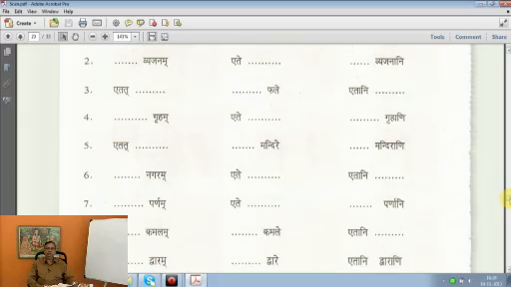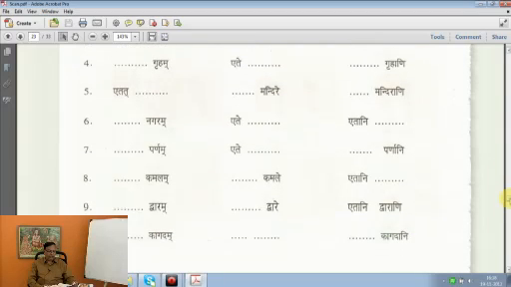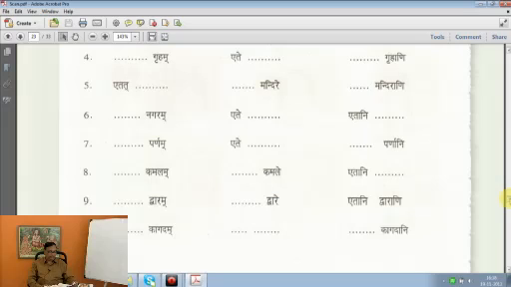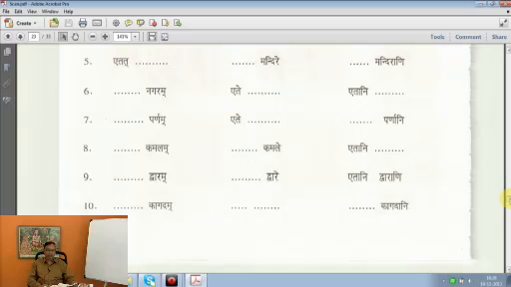Now etat nagaram, this is a city. Ete nagare, etani nagarani. Etat parnam, parnam also means patram. It's a leaf. Etat parnam, ete parne, etani parnani. Kamalam, etat kamalam, ete kamale, etani kamalani. Dwaram, which means door. Dwara is very close to English door. Etat dwaram, ete dware, etani dwarani. Kagadam is a paper. Etat kagadam, ete kagade, etani kagadani.